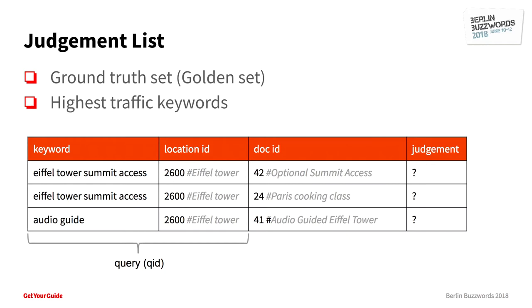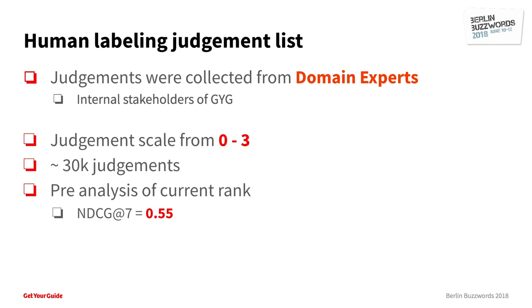For those who are familiar with how to structure the query and the training set, this is our query ID, the combination of these two factors. This keyword can be used in many other locations, but for this keyword on that location page, how relevant is this document? And how did we populate this judgment list? For V1, we took the easy way and decided to collect judgments from humans. So we used a human labeling approach.